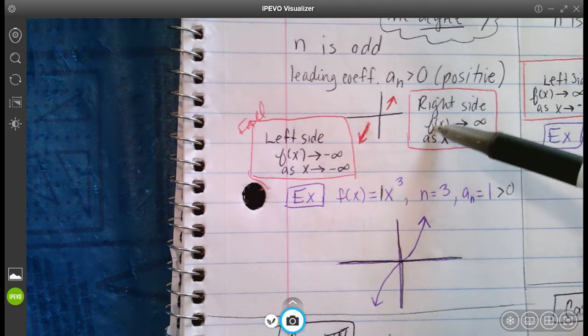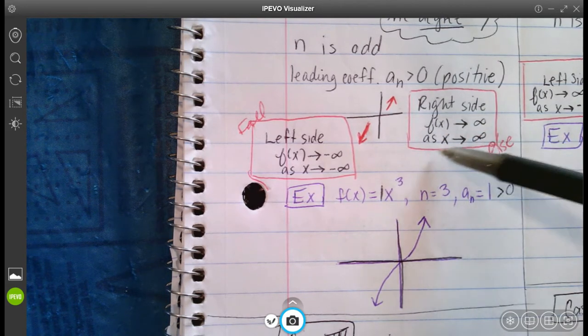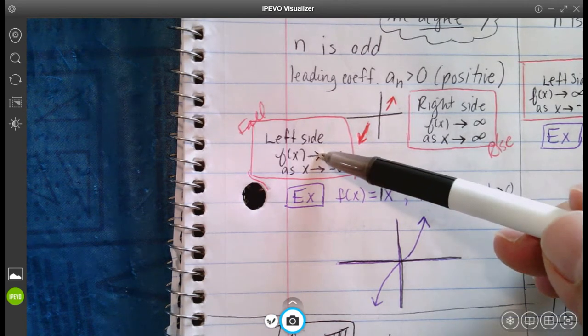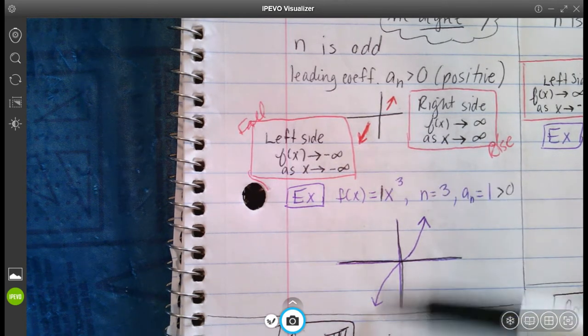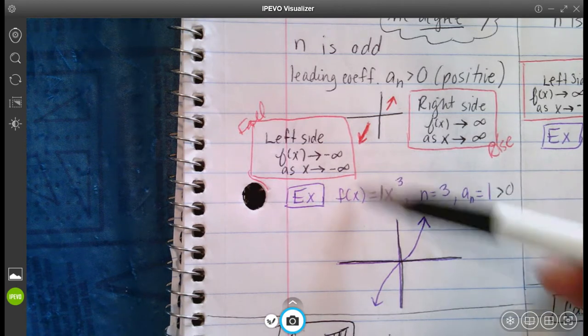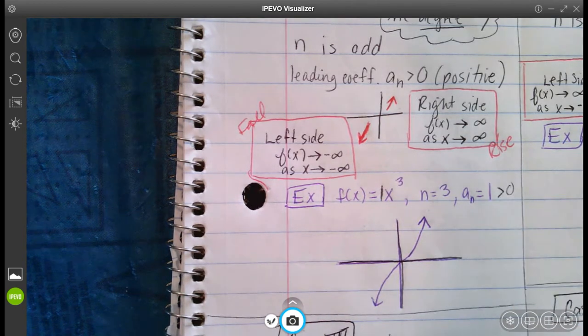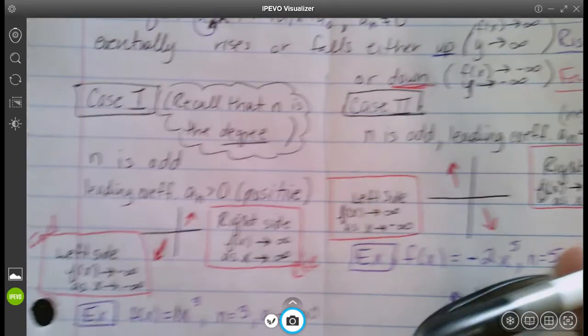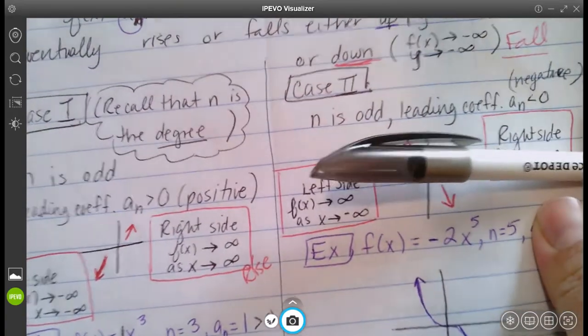So on the right side, f of x is going to infinity as x is going to infinity. Left side, f of x is going to negative infinity, so it's falling, as x is approaching negative infinity. Okay, so that was case number one. Case number two. So let me see if I can just focus on that one.